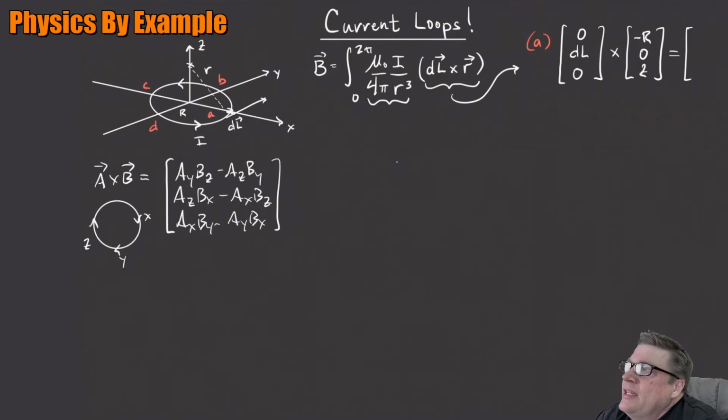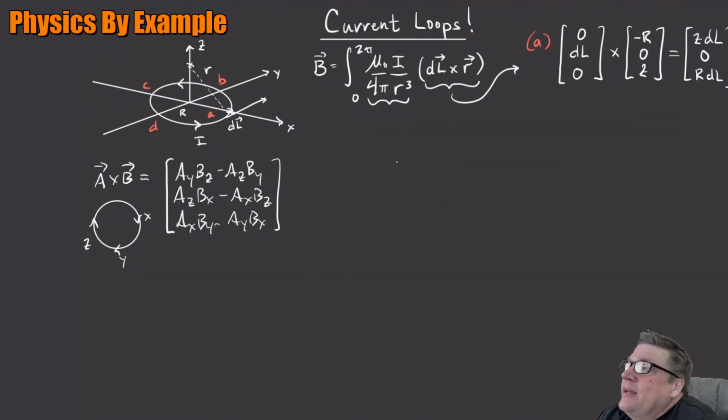dl is in the y, right? So I only involve y components. So in the x, I'm going to have AyBz, so that's z dl. AzBy, nothing. AzBx, nope. AxBz, nope. AxBy, nope. So there's no y component. And in the z component, AyBx, it's a minus, minus, so it's a plus R dl. There we go. So that's what I get for that dl cross r.